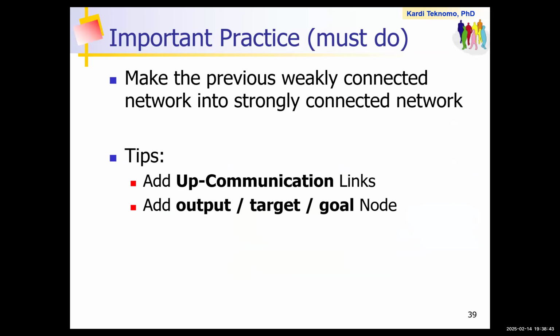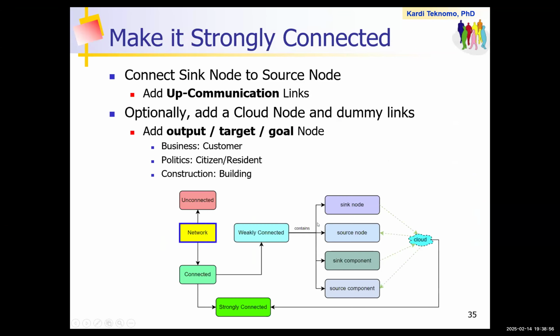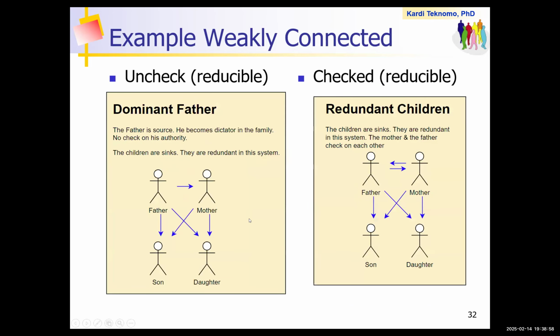If you see a weakly connected network, can you make it into a strongly connected network by adding communication or adding output nodes? Here are two examples. Can you make it? You can draw here in the Zoom.